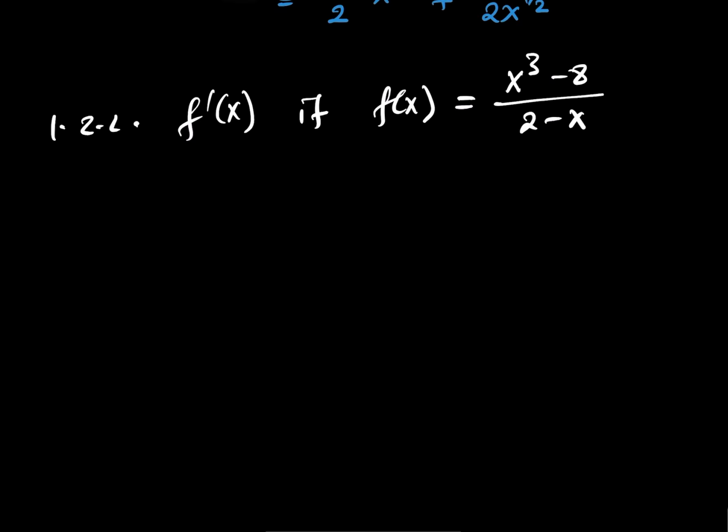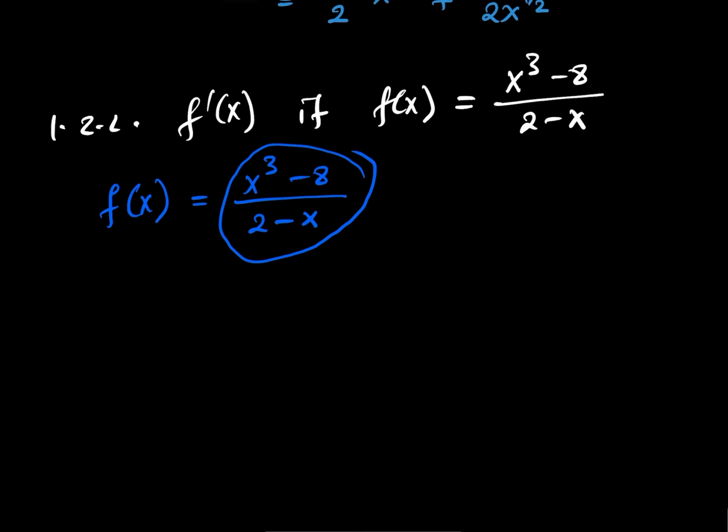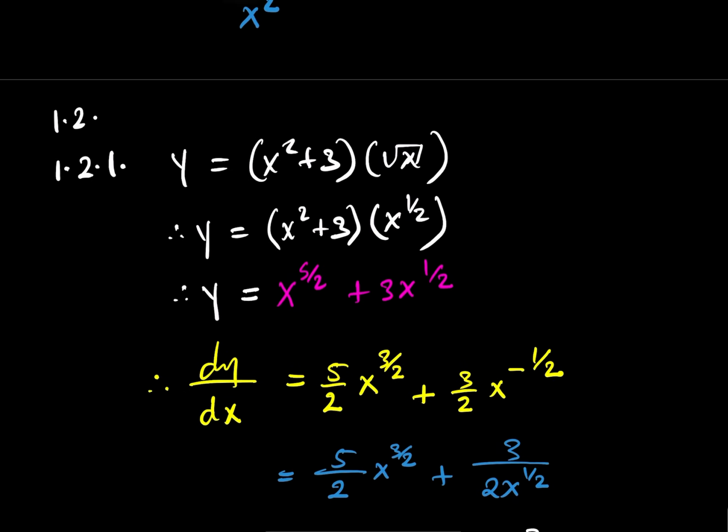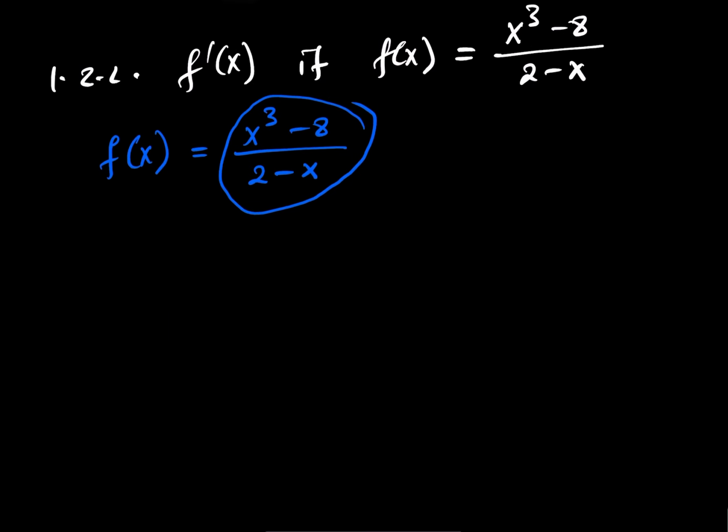So now, like I said to you, we have f at x, that is x cubed minus 8 divided by 2 minus x. We have to simplify this particular expression because in grade 12 you do not use the quotient rule. Just like the previous one was the product rule, you have to simplify it in order to get the proper derivative. So I'm going to simplify it. And how do I do that?